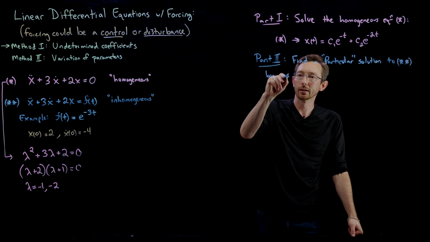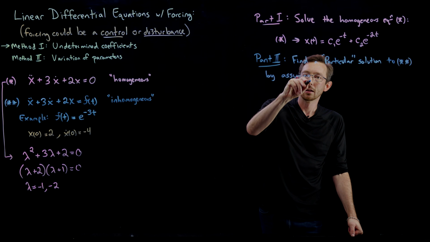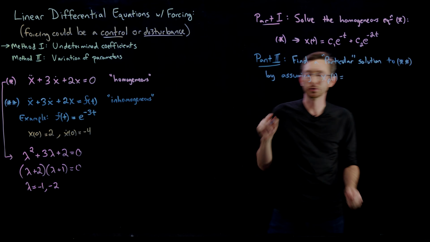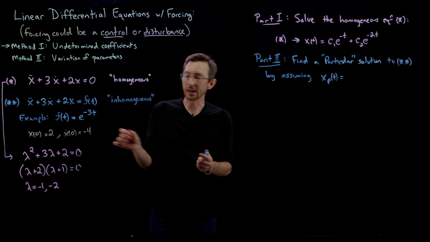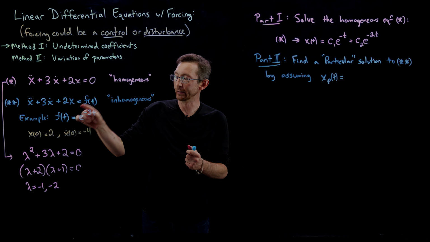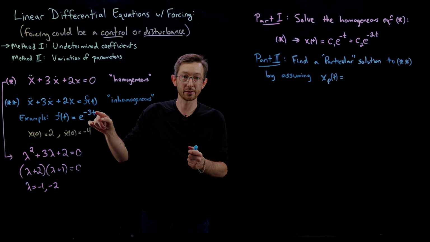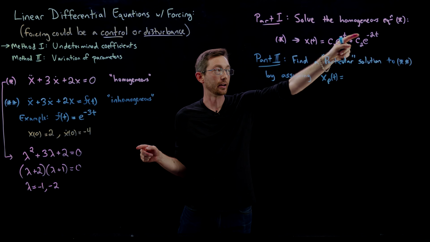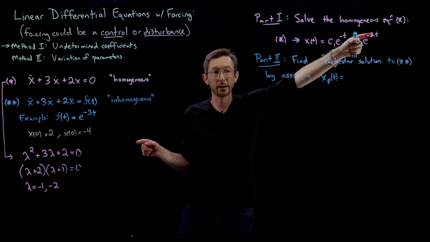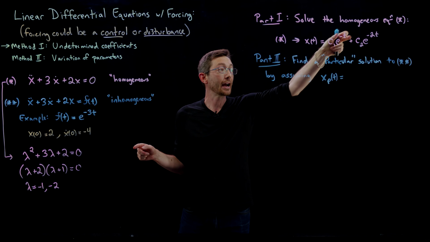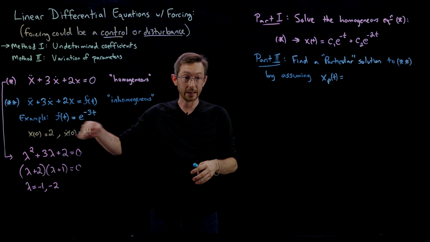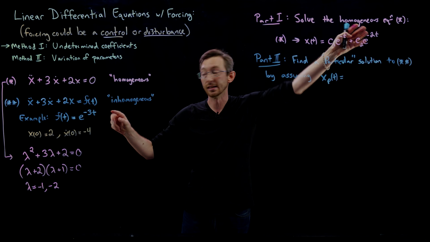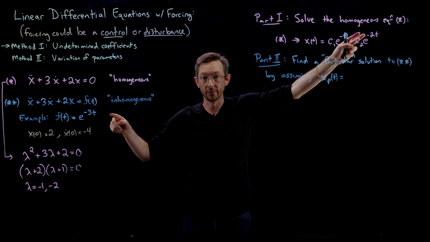by assuming that this particular solution x_p of t is equal to, what we're going to assume is that it's going to have the form of this forcing term, this e to the minus 3t. And notice that neither of my 2 homogeneous solutions, e to the minus t or e to the minus 2t, neither of those look like an e to the minus 3t. So this is a different kind of term than either of these. I can't build this as a linear combination of these.